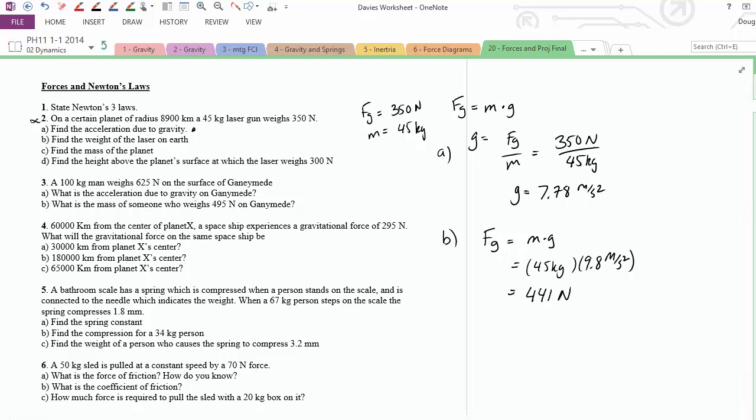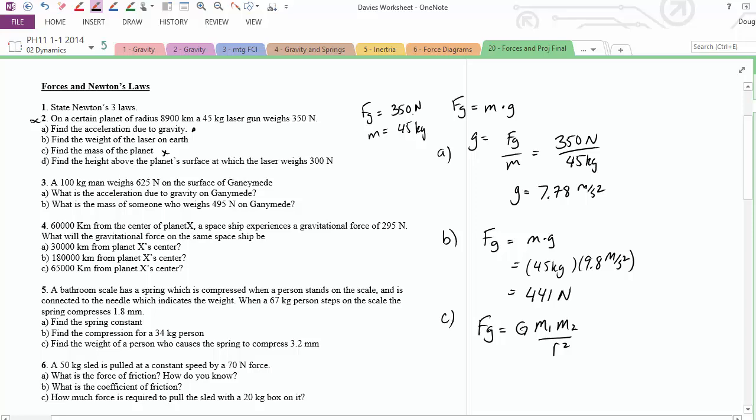Mass of the planet. Now we're talking mass of the planet, so we're getting into universal gravitation. We have this formula which says that the force of gravity is equal to the gravitational constant times the mass of one object multiplied by the mass of the other object, divided by the distance between those two objects squared. And we want to know what the mass of the planet is, so we're looking for one of these masses.